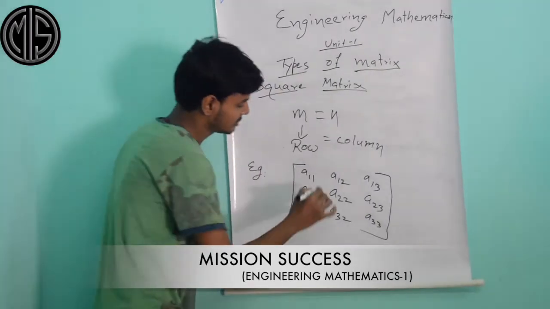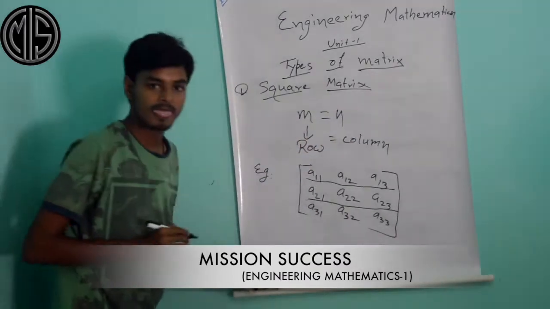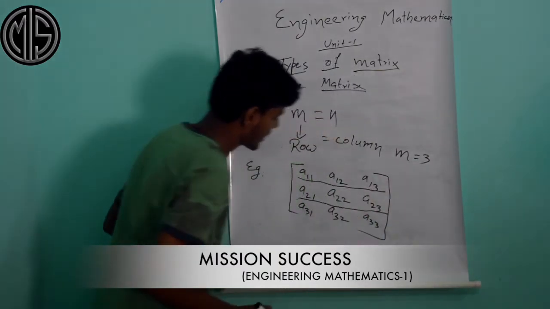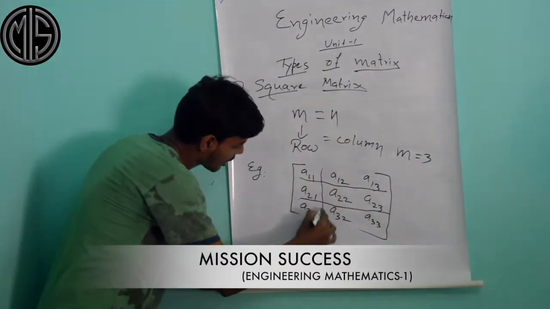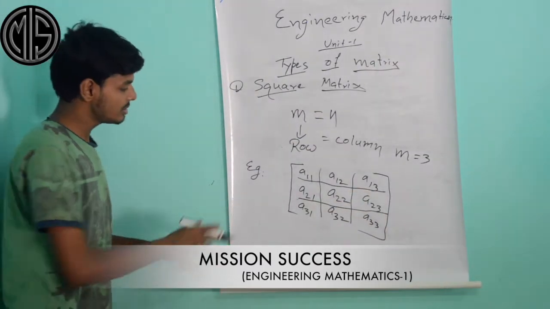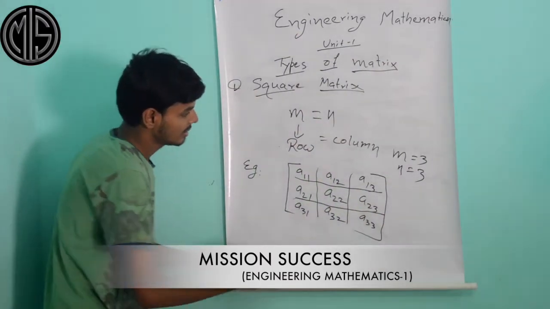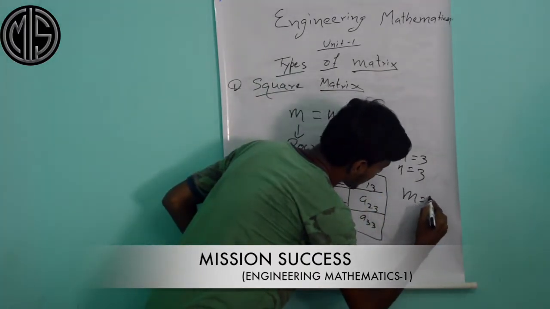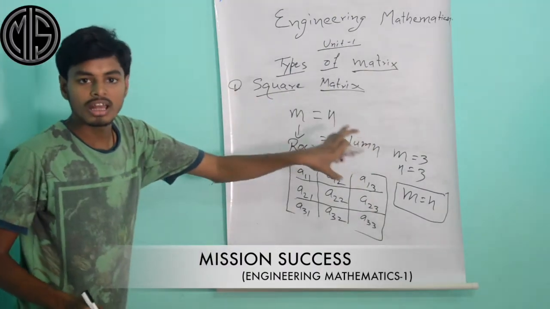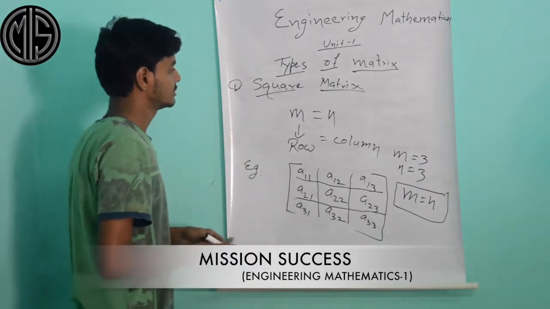How many rows? See, 1, 2, and 3. Here, number of rows is 3, means M is equal to 3. How many columns? 1, 2, and 3. Here, how many columns? Means 3 columns. That is N equal to 3. Now see, M is equal to N. Hence, when number of rows and number of columns are equal, then it is called a square matrix.